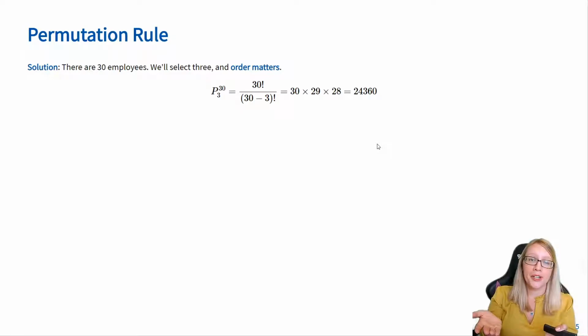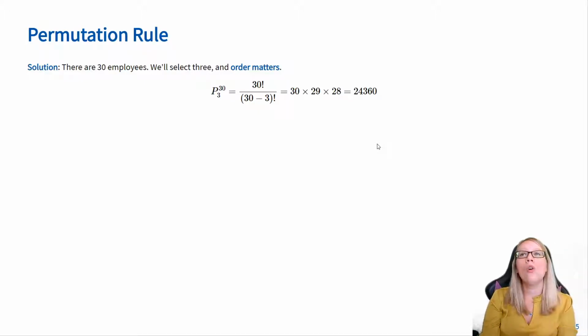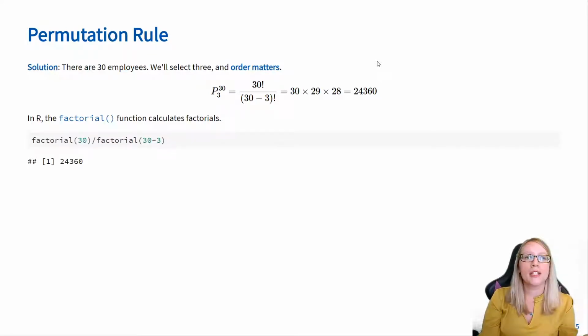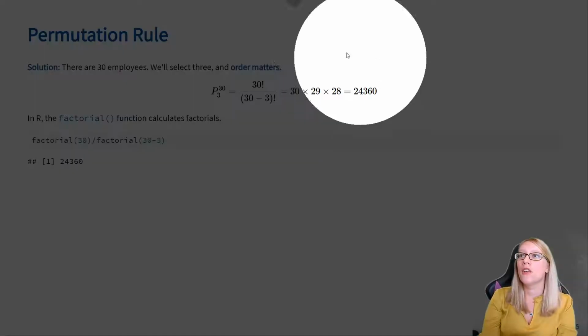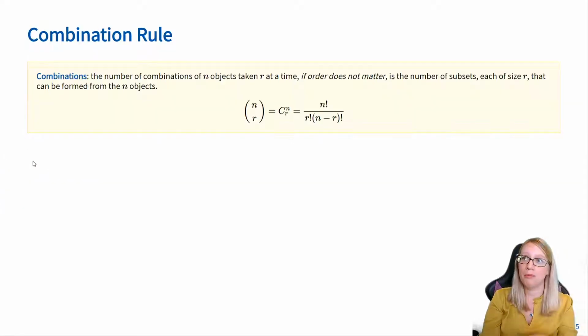Well, we've got 30 employees. We're going to select 3 of them, and the order matters. Which order you get selected in determines whether or not you get a prize. So the number of possible permutations is 30 factorial divided by (30 minus 3), or 27 factorial, or 30 times 29 times 28, which results in 24,360 possible outcomes for this experiment. If you're using, say, a software program like R, which we'll use later in the semester, you can use the factorial function to calculate these factorials. So that's in fact how I solved this problem.